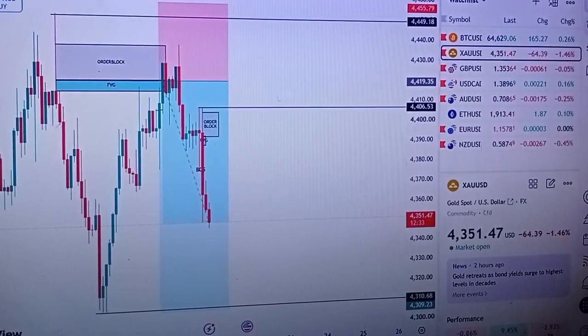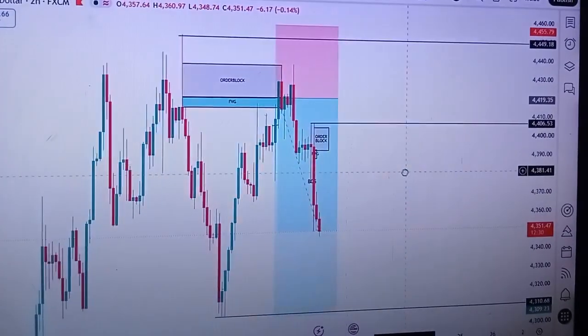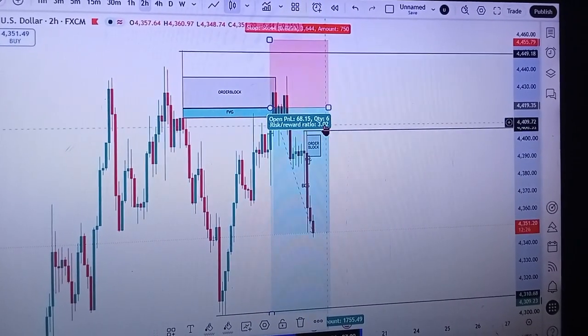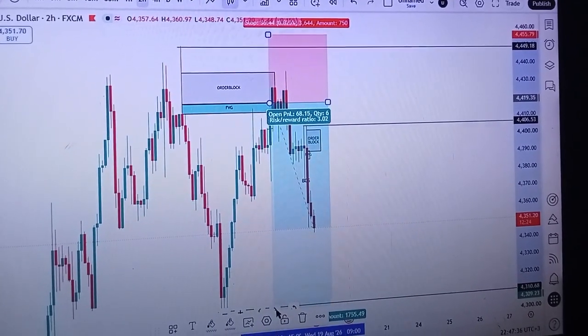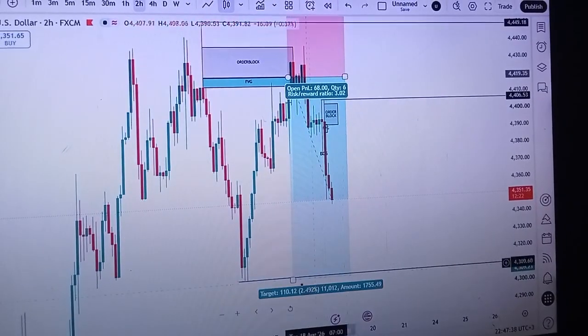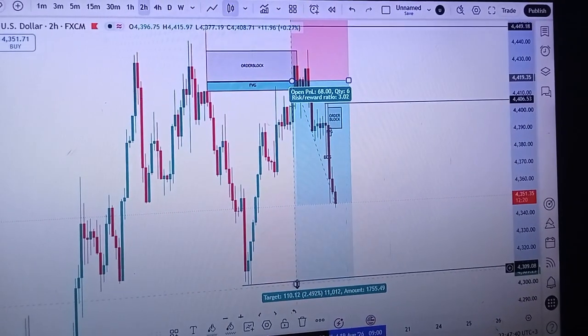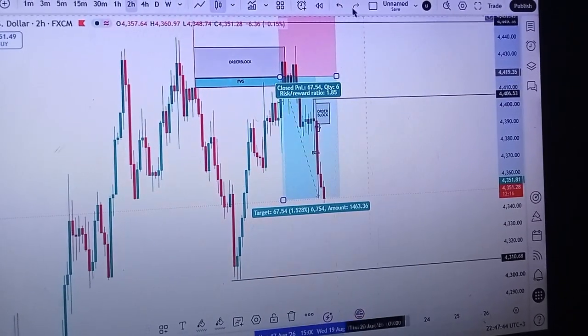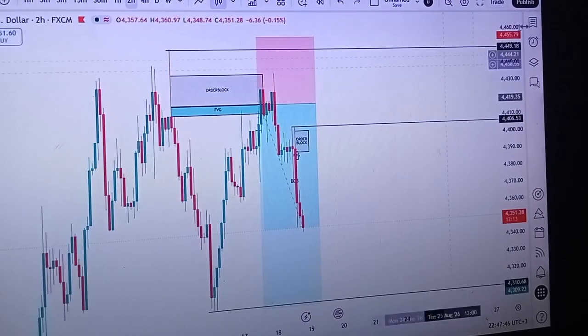So as you guys can see, gold is really doing the best. See, this is a 1 to 3 risk to reward ratio. So right now I think it is already up to how many? Let me check. 1 to 1.8. So yeah, still has time to run.